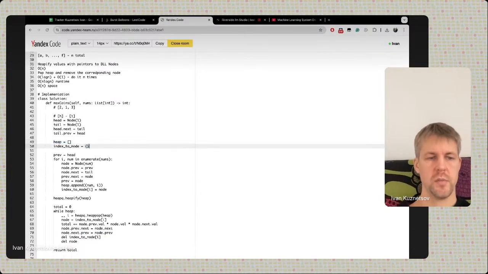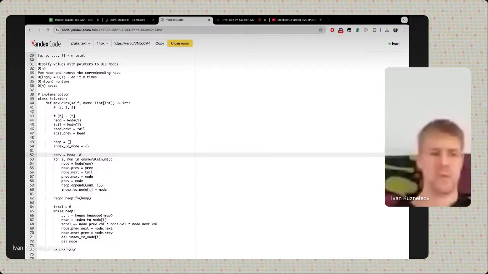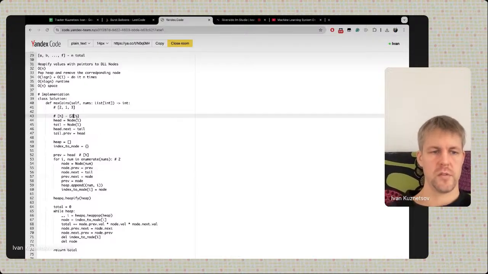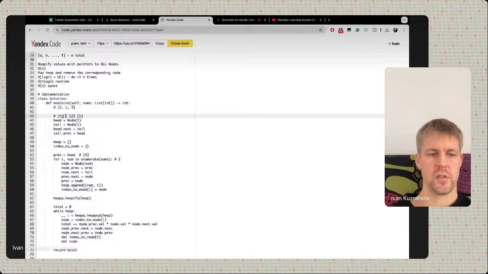So now we are creating heap and we're creating index to node. Previous equals head. So currently previous is pointing to head. And here we are going over numbers. So we start with 2, we create num of 2. Then let's see what happens. First, node previous equals previous. So 2 becomes inserted here and the previous is pointing in this direction.